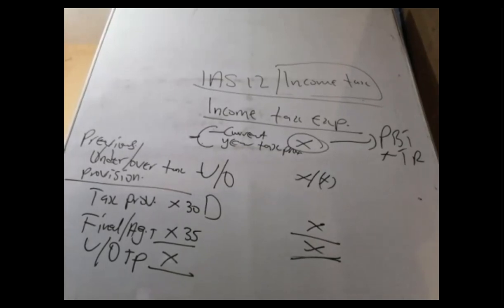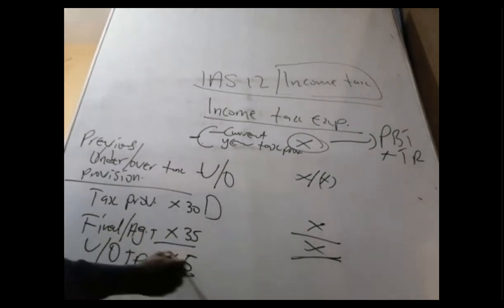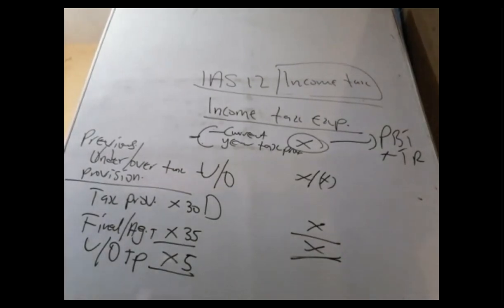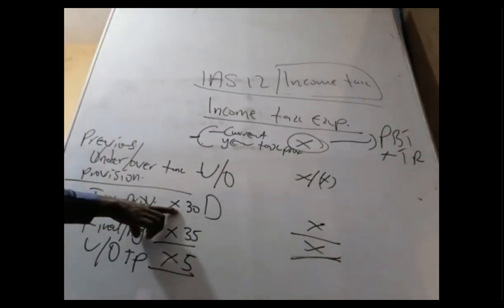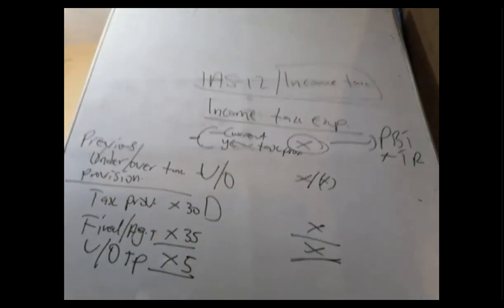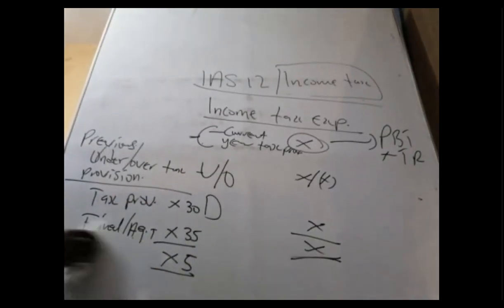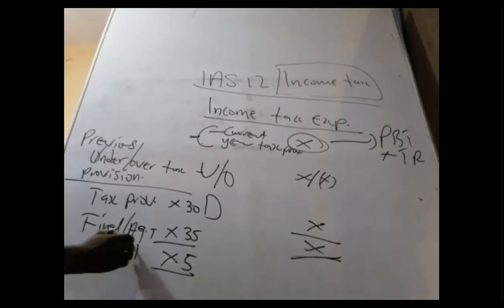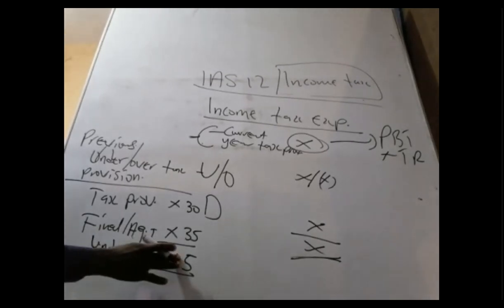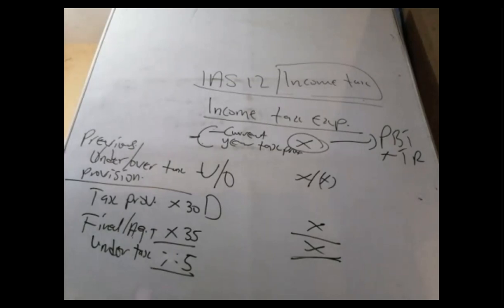Here you can see that the tax provided is small, or it has been under provided. So this becomes under provision. That is all. So under tax provision by 5.